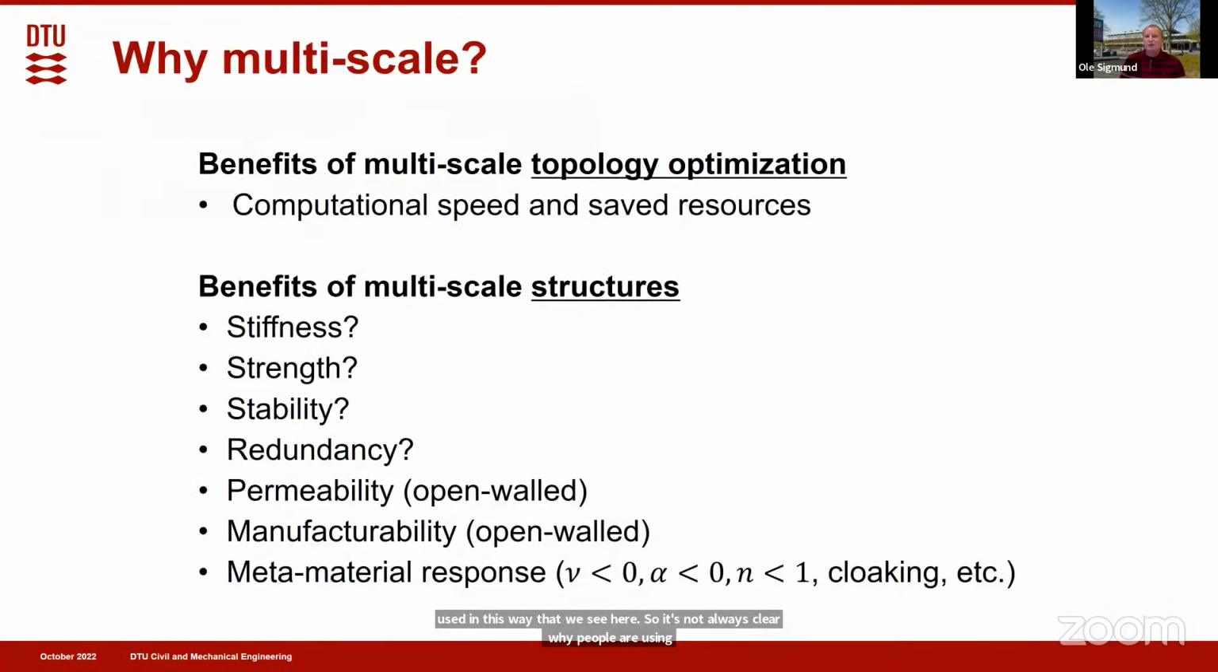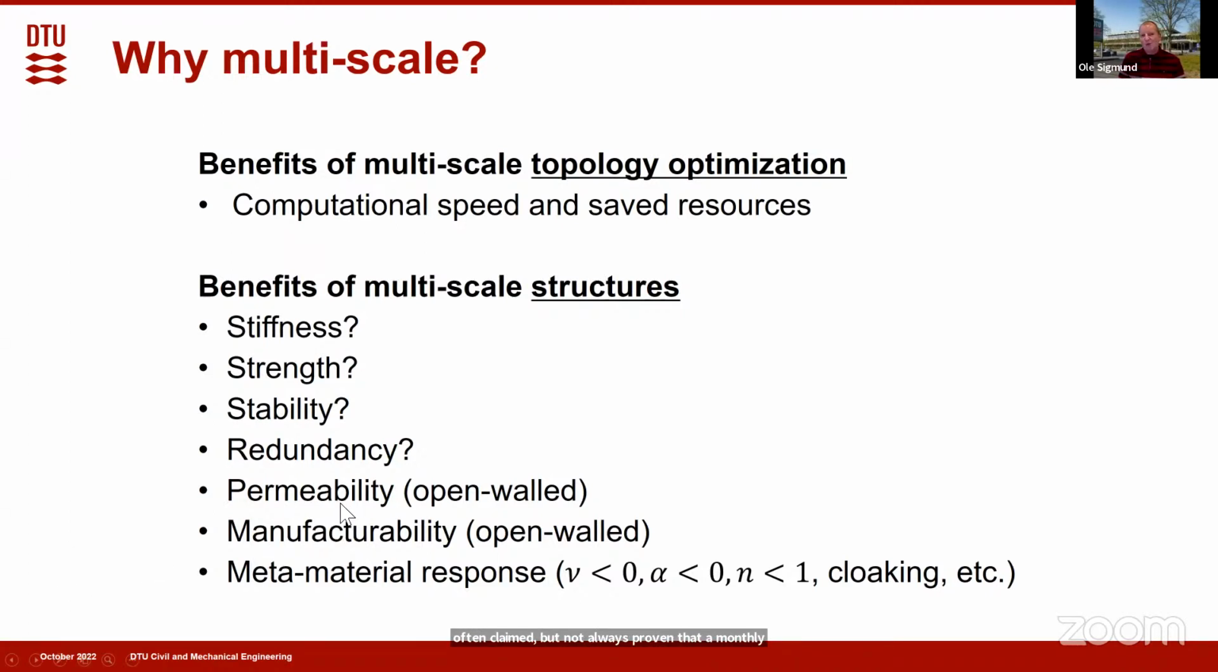But why should we use it? Well, partly we want to do topology optimization of multiscale structures to save resources and make more efficient optimization. But we also want to look specifically at gains for multiscale. I've put question marks to stiffness, strength, stability, and redundancy, because it's often claimed, but not always proven, that a multiscale provides improved properties like that.